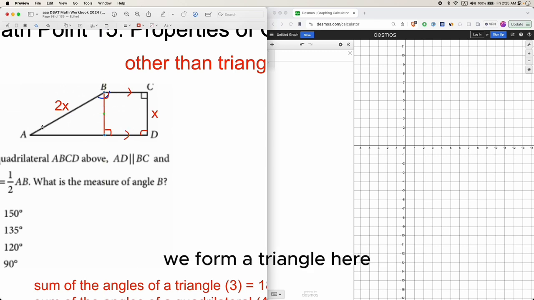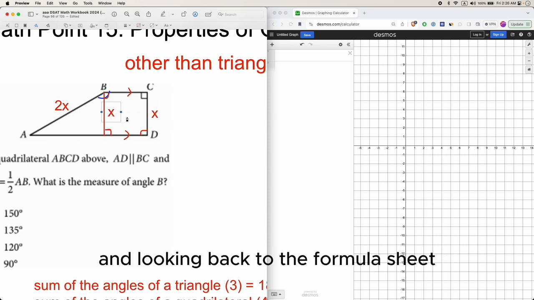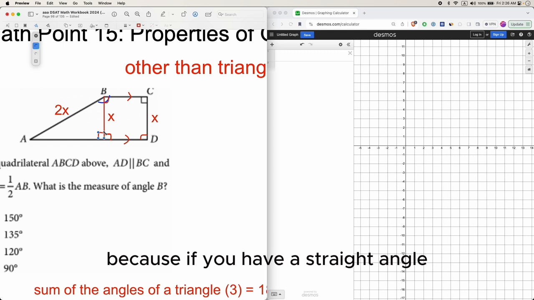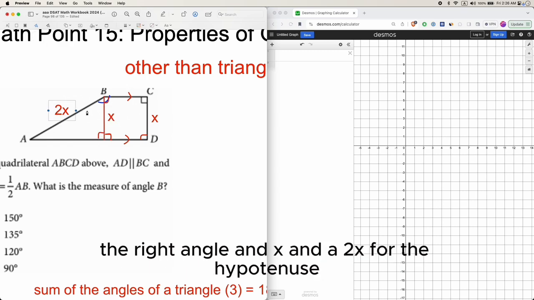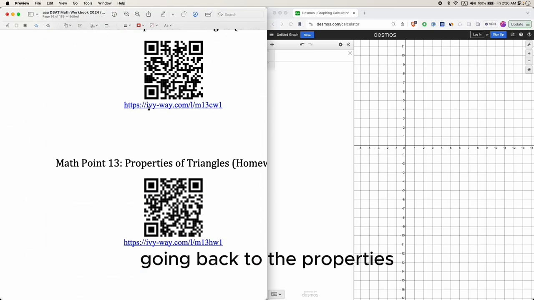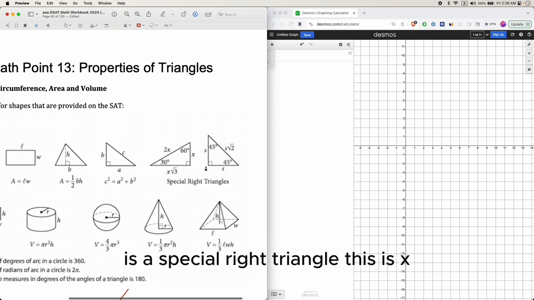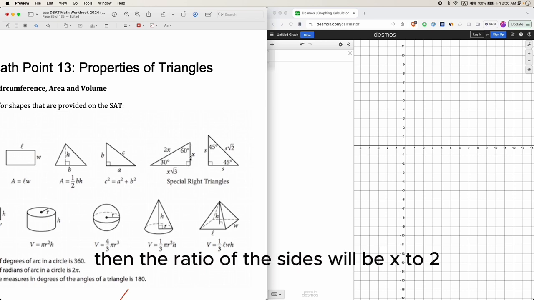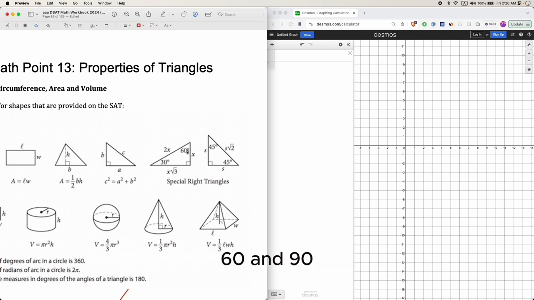Now when we draw this line here, we've formed a triangle here, and we know that this side is going to be x because this side is x. And looking back to the formula sheet, we have this side being x, this side being 2x. We have also a right angle here, because if you have a straight angle, then the angles here add up to 180. So if this is 90, then this is also 90. We have a right angle, an x, and a 2x for the hypotenuse. Going back to the properties, maybe you remember that this is a special right triangle. This is x, this is 2x, there's a right angle here. Then the ratio of the sides will be x to 2x to x square root of 3.